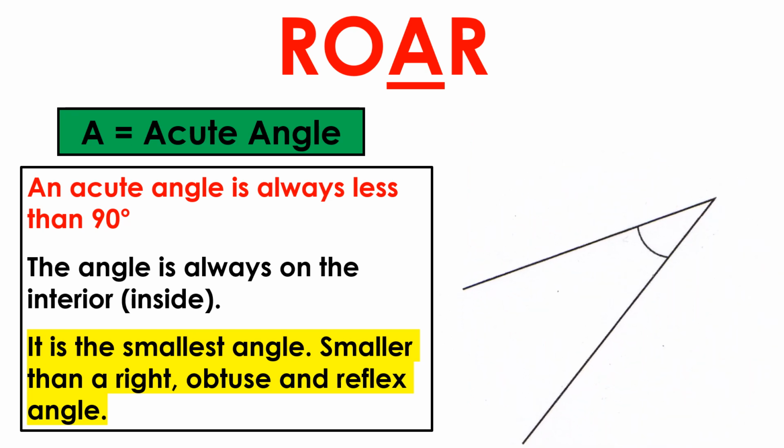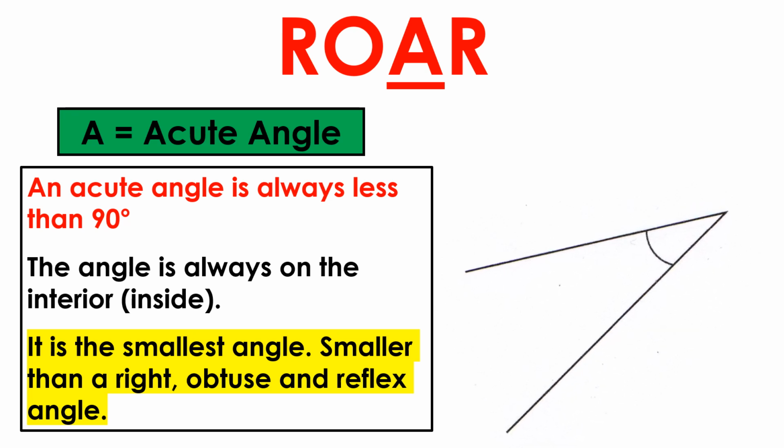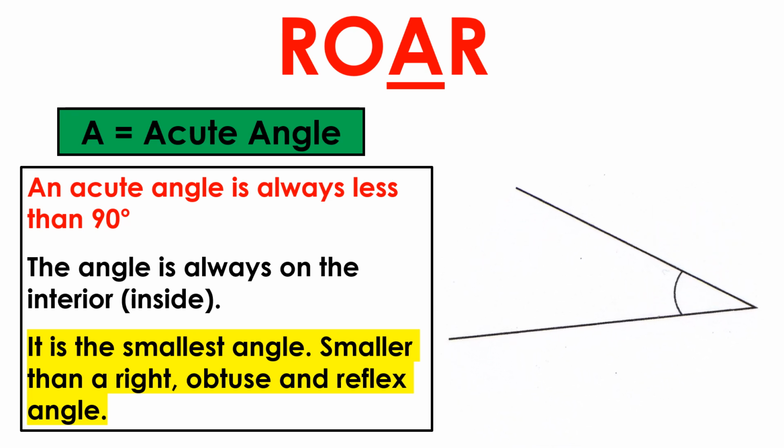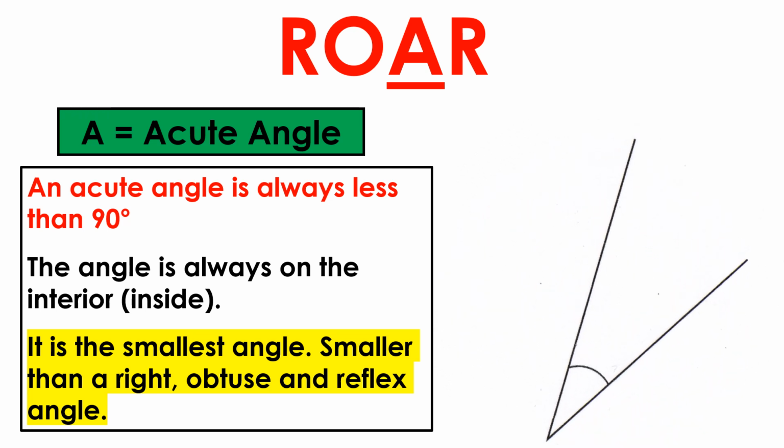Again, it can be positioned in different ways. It doesn't always have to be straight. But you can straight away see from there that it's smaller than a right angle, so you would know it's an acute angle.